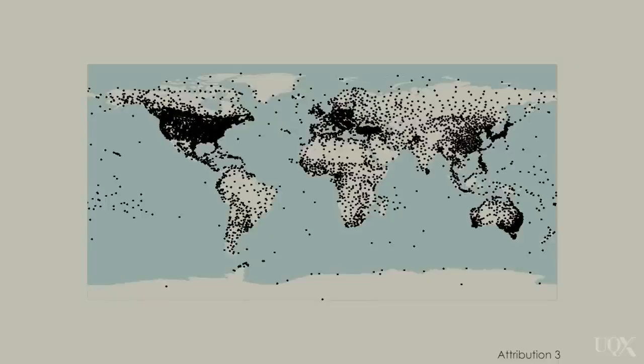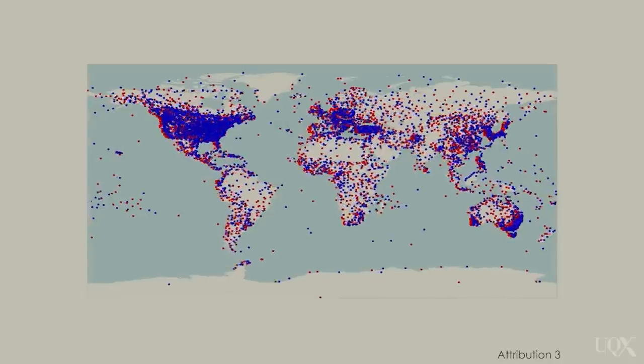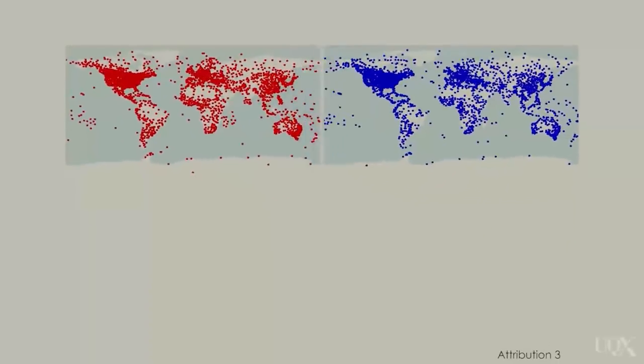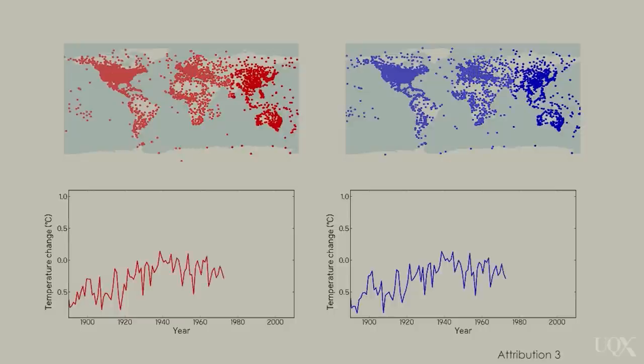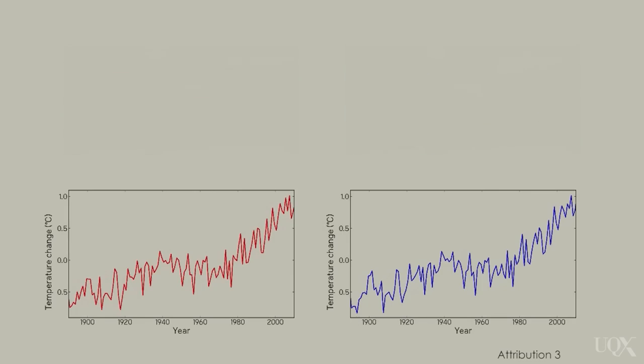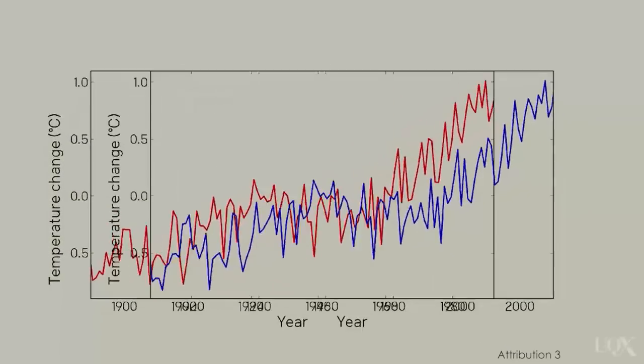There's a very simple extension of our two-station test. Here are the actual weather stations listed in the Global Historical Climate Network. Let's randomly divide the thousands of stations into two groups, red and blue. We'll calculate a global temperature record from the average of just the red stations. Then we'll calculate another global temperature record from just the blue stations. If the two records agree, it tells us that the stations are reliable and that we have enough of them. As you can see, the red and blue temperature records are not identical, but they're very similar.